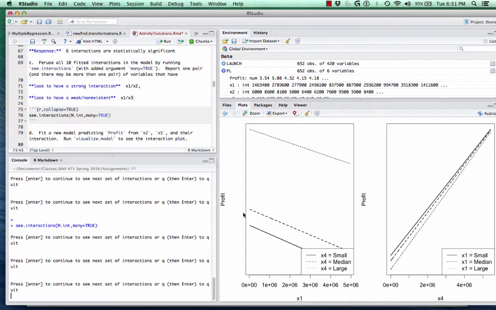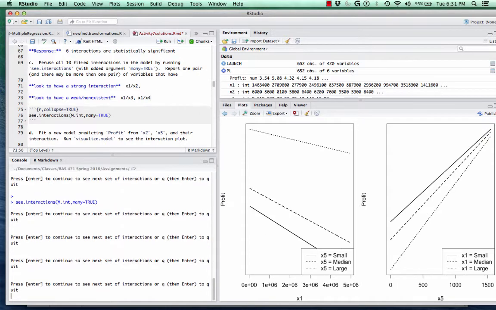All right, well, what about x1 and x4? Well, these lines are almost parallel here. The strength of the relationship between profit and x1 is about the same regardless of the x4 values of the individuals we're comparing. Same with reversing the way we interpret that. So x1 and x4, very weak.